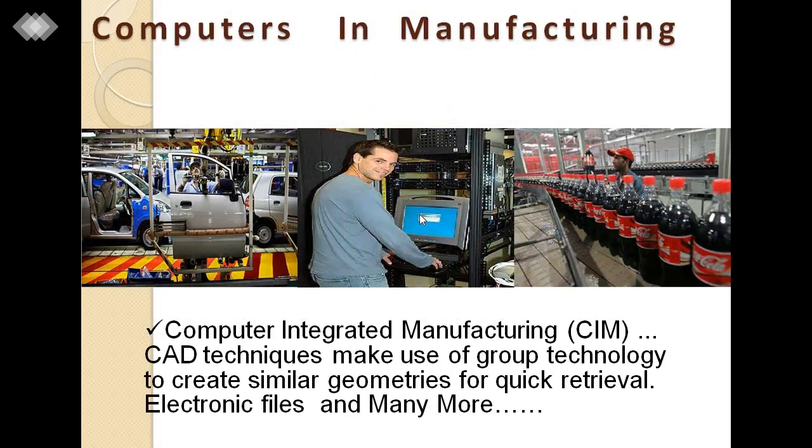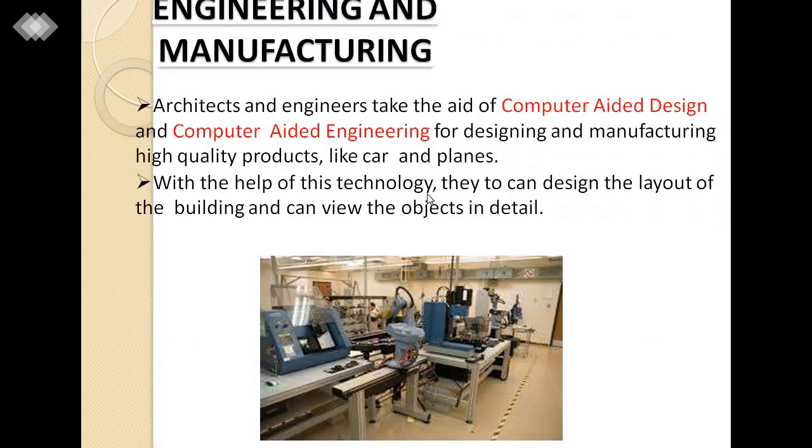Now, computers in manufacturing, that is CIM, or you can say CAD. CIM is computer integrated manufacturing, or computer aided design, a technique that makes use of a group of technologies to create similar geometric shapes for quick retrieval of electronic files and many more. In this diagram you can understand how the computer is helpful in manufacturing also.